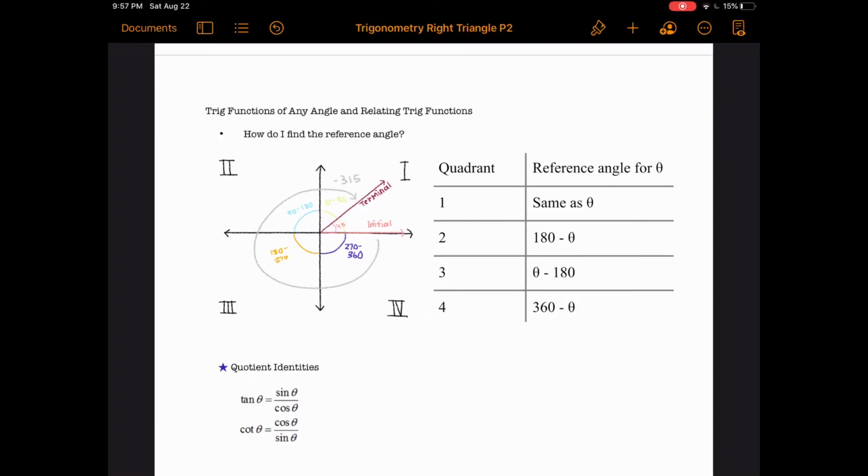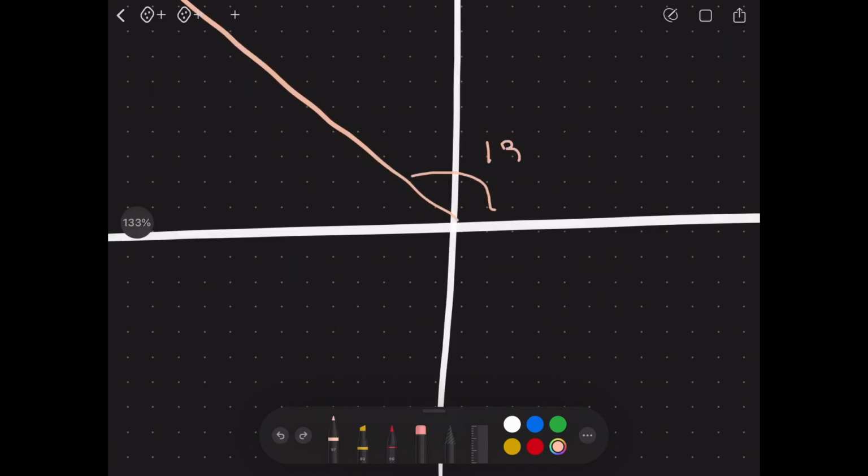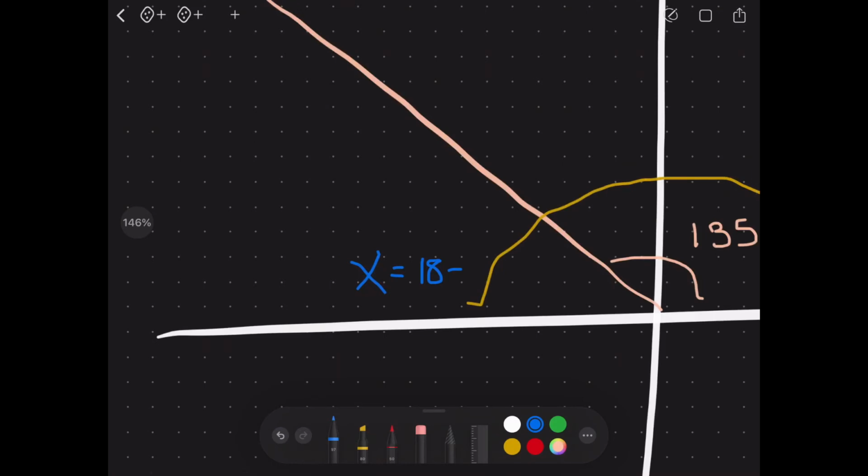Okay, so we're going to quickly go over reference angles. The question is, how do I find a reference angle? If necessary, you're going to unwind the angle, keep subtracting 360 from it until it lies between 0 and 360, and for negative angles, add 360 instead. Okay, so here we have a 135 degree angle, and we're trying to find x. We know that quadrant 1 to quadrant 2 is 180 degrees, so to find the remainder, you're going to subtract your given angle, which is 135, from 180. So that means the reference angle is 45 degrees.